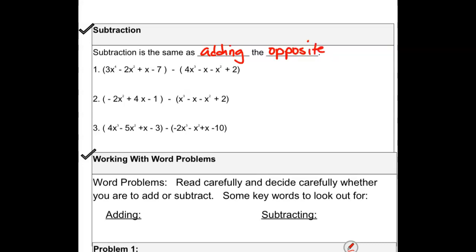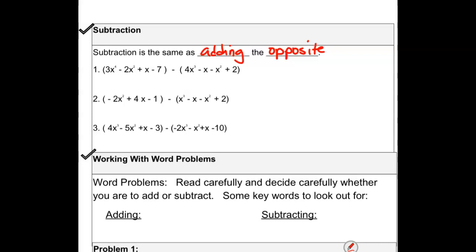I like that terminology better than saying adding a negative or plus negative, because when you change that sign, it's not always going to be negative, right? If you were subtracting a negative, it ends up being adding a positive. So we're going to think of it as adding the opposite.